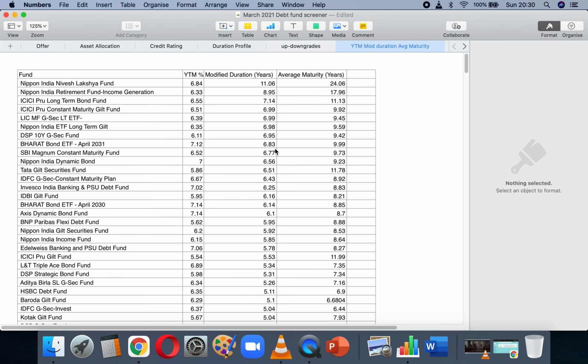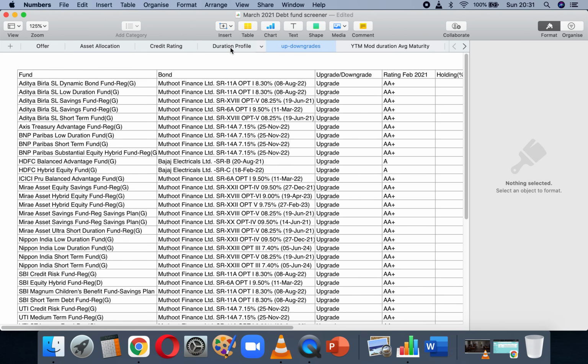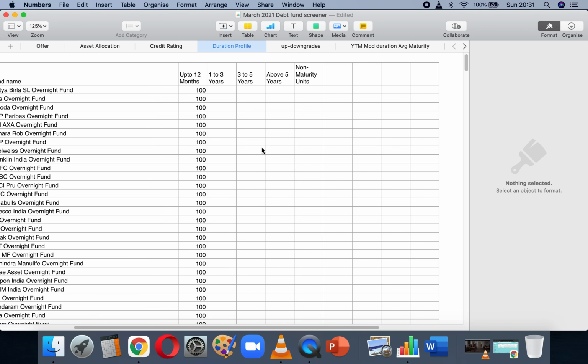The yield to maturity is a measure of risk. Higher the yield to maturity, higher is the risk in the portfolio. Modified duration is a measure of interest rate sensitivity. Higher the modified duration, higher the NAV will be volatile. Average maturity is also a measure of interest rate sensitivity. Higher the average maturity, higher the interest rate sensitivity. So you can measure the interest rate risk and credit risk together in this. You can check for upgrades and downgrades here. You can look at the duration here.